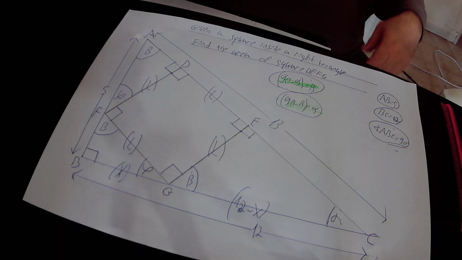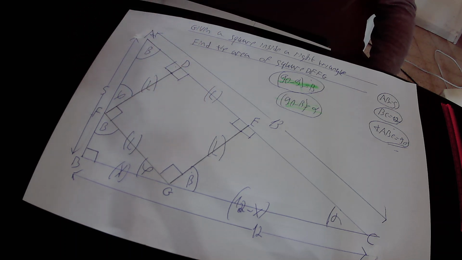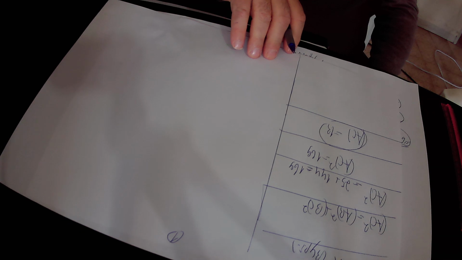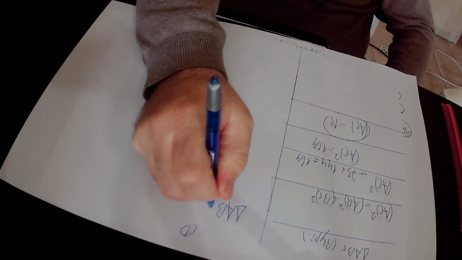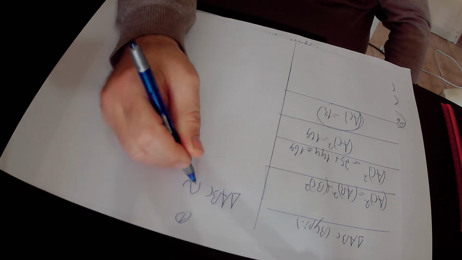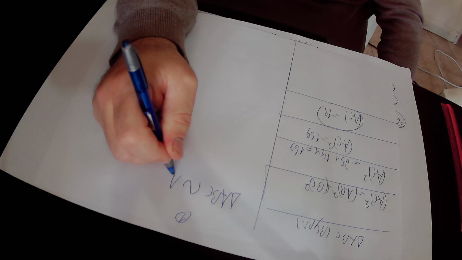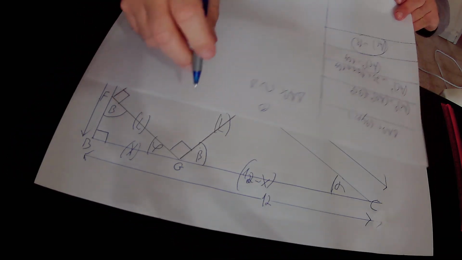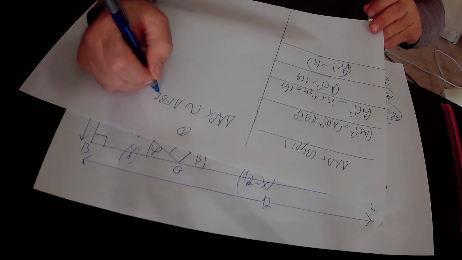So for example, this small right triangle FBG is similar to the big right triangle, triangle ABC. So write it down: the big right triangle, triangle ABC, is similar, this is the sign of similar, to the small right triangle FBG, according to the angle similarity rule.